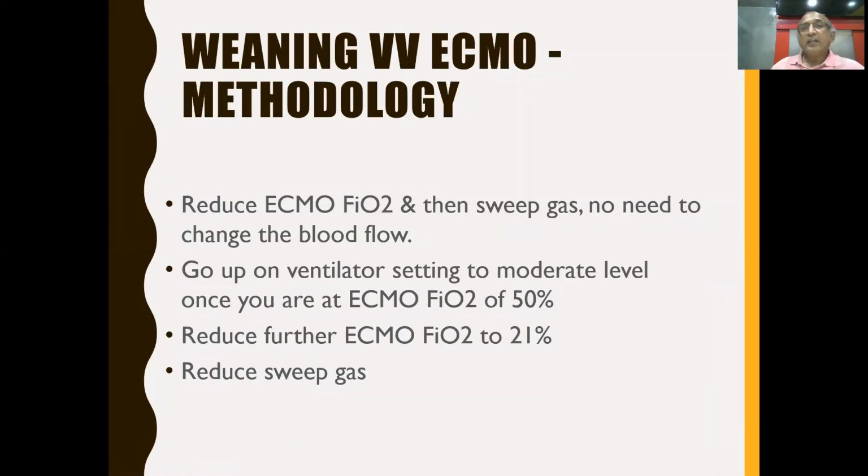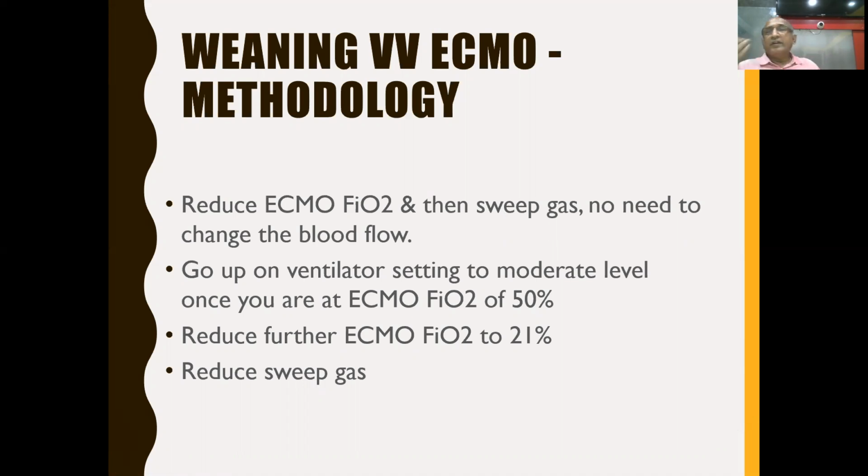This is a little different in case of VV ECMO. In VV ECMO, you need not change the blood flow. Whatever the blood flow might be, 3 liters, 3.5 liters, you can accept that blood flow and let it remain like that. But what you need to do is reduce the FiO2 first, and then reduce the sweep gas. By reducing the FiO2 and sweep gas, you can wean the patient from VV ECMO.